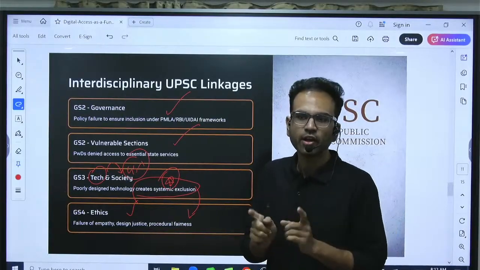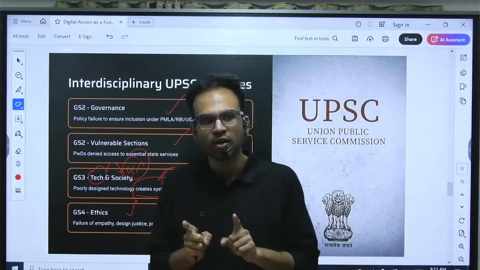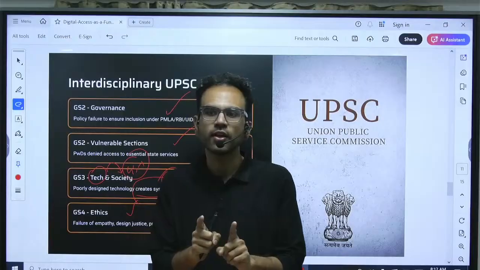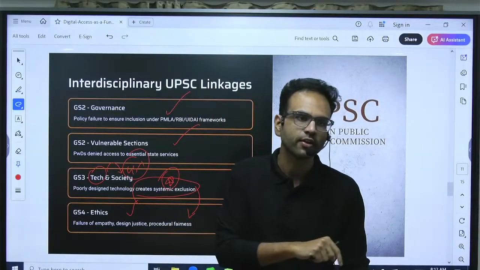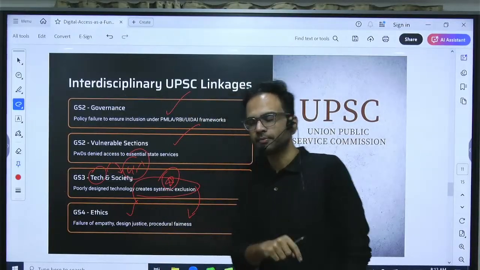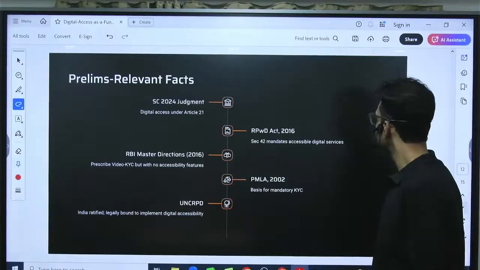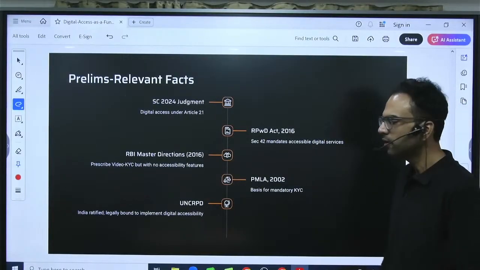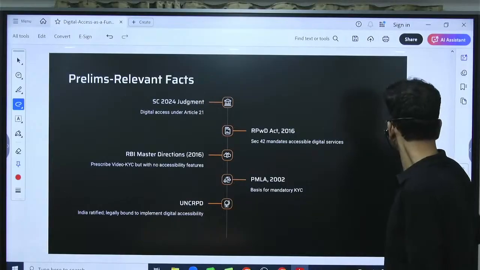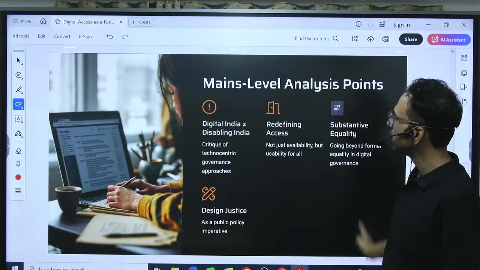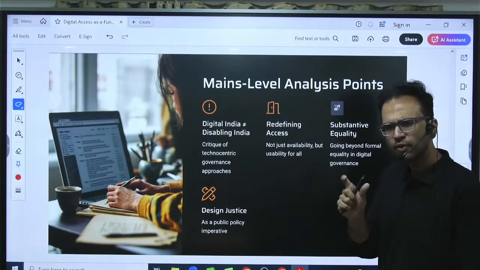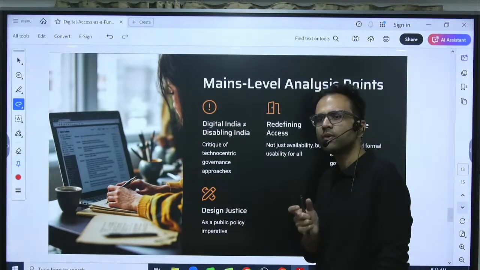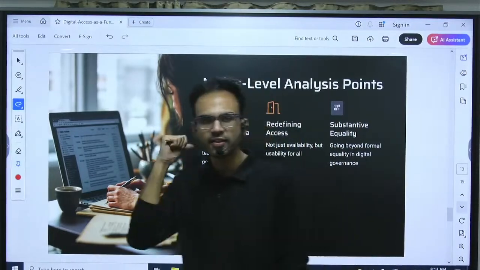Every single day we are not looking at just one issue, we are looking at a framework of thought so that you can deploy that thought in your newspaper reading. These are the prelims relevant facts that you can download from the PPT. You don't have to note it down. These are the mains level analysis. I'll give you and explain some keywords, how to capture this whole idea in this single PPT.